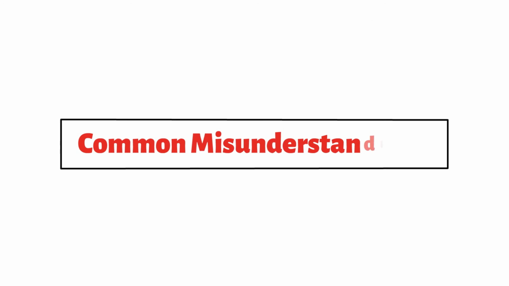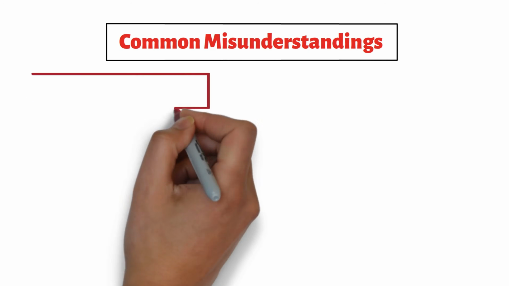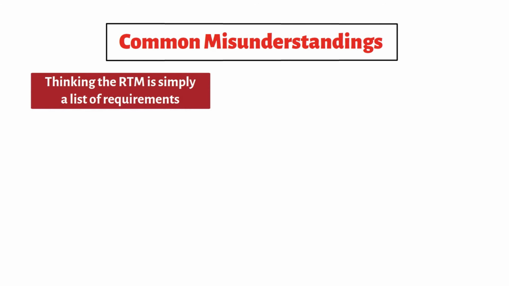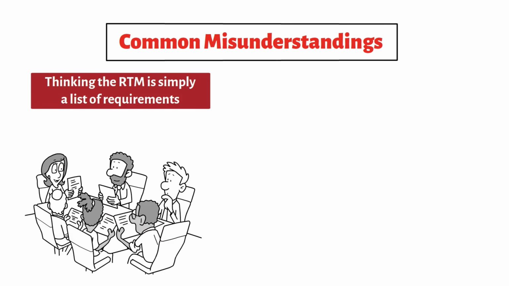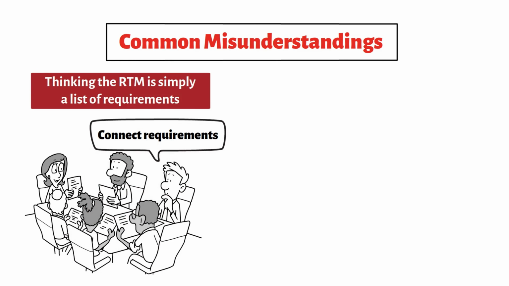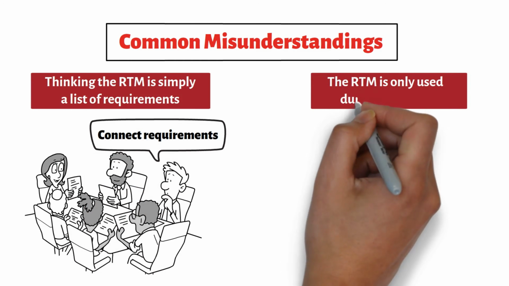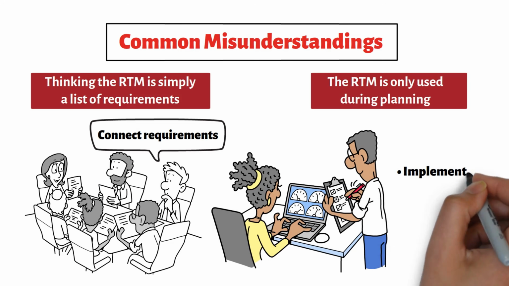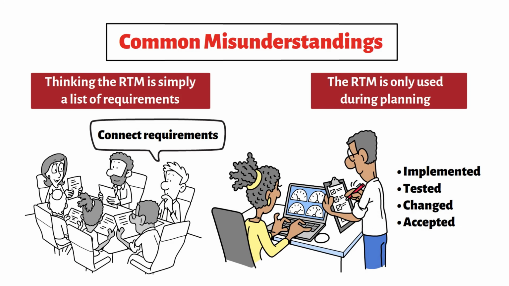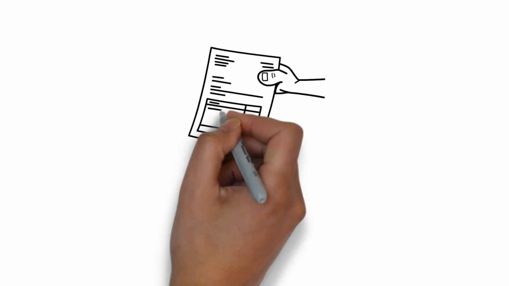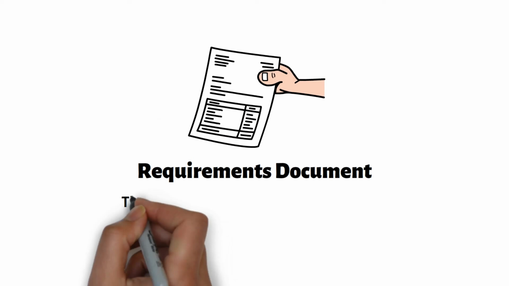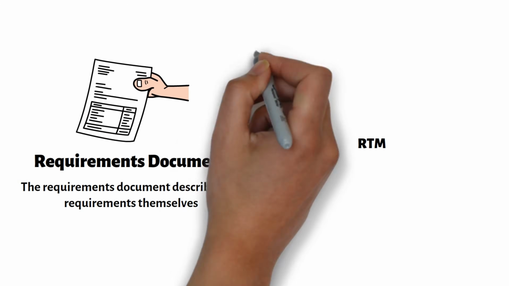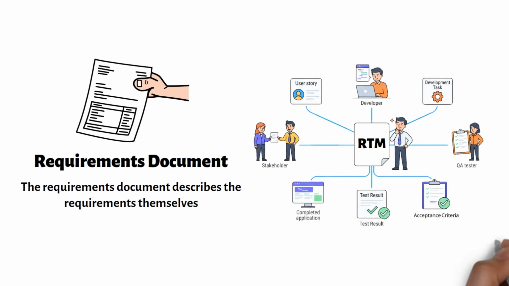Let's finish with a few common misunderstandings about the RTM. One misunderstanding is thinking the RTM is simply a list of requirements. In reality, its purpose is to connect requirements to the work needed to satisfy them. Another is believing the RTM is only used during planning. The RTM evolves throughout the project as requirements are implemented, tested, changed, and accepted. Some people also confuse the RTM with a requirements document. The requirements document describes the requirements themselves. The RTM shows how those requirements are connected to the rest of the project.